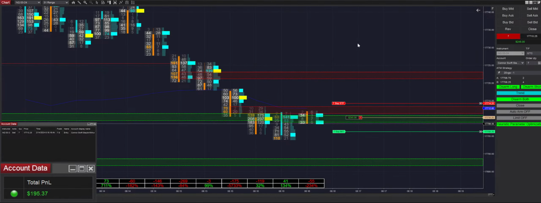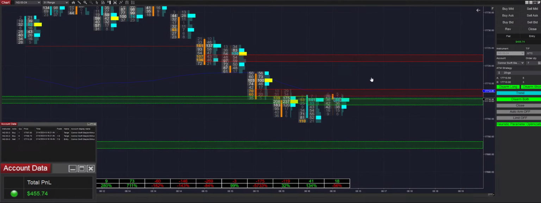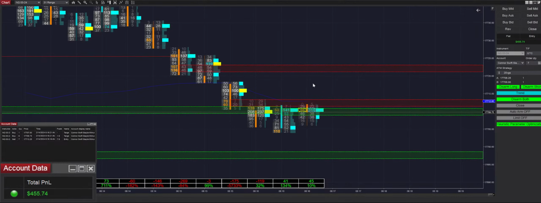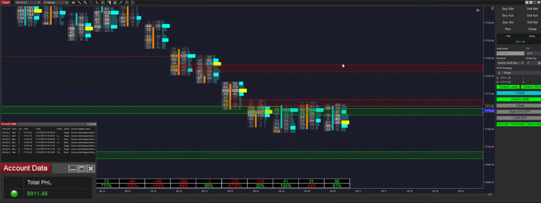Just got filled into the short direction. I do believe we end up winning that trade up to 455 on the day now. Just got filled long here. Let's see if we can get a win here. There we go. Ended up winning that trade.